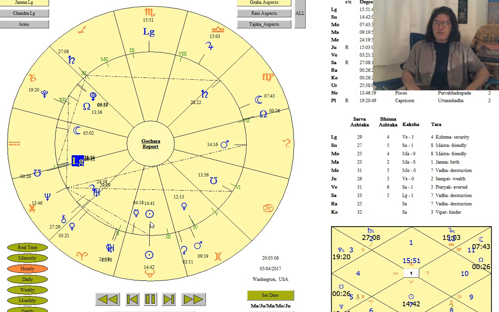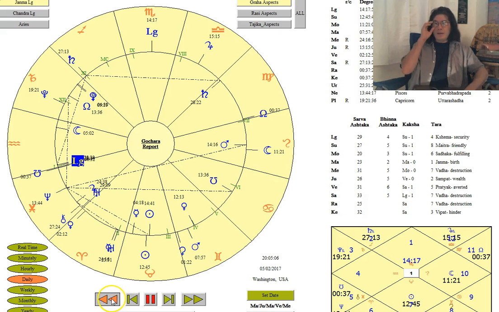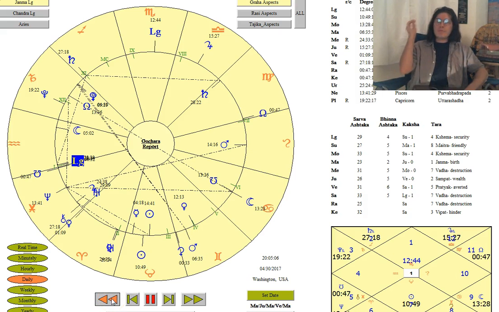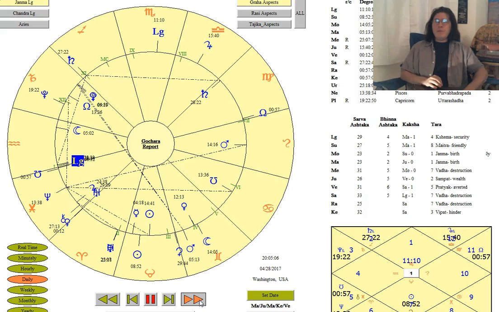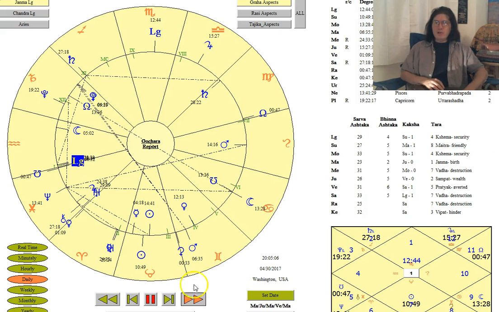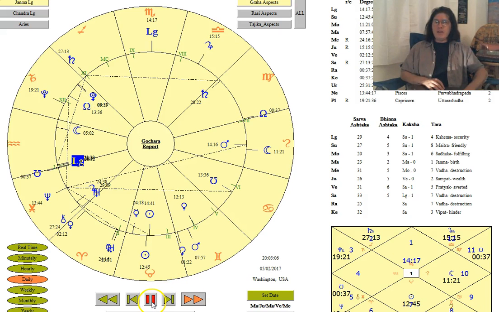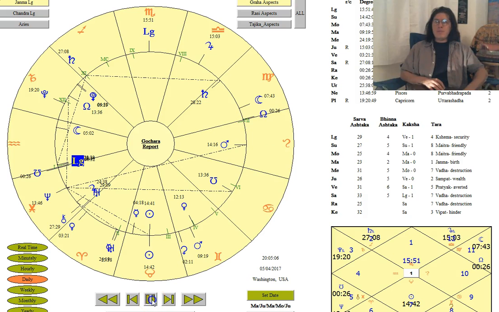So this is the transit wheel. And this wheel will show you what a birthday means astrologically, which is transiting sun conjuncts natal sun. That is a birthday. Let's move through the days. This is late April, and we'll move forward again. So the birthday is approaching. It's getting close now. Almost there.